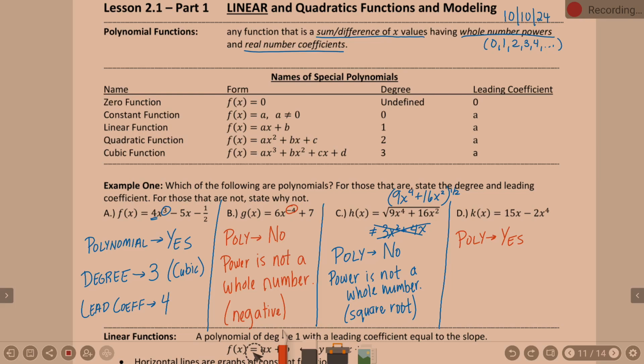If this is a polynomial, we need to talk about the degree and the leading coefficient. Thoughts on the degree? 4. Why 4? It's the biggest one out there. Okay. Highest power, yes. It doesn't matter that it's not the first power. It is the highest power. So that makes this polynomial have a degree of 4.